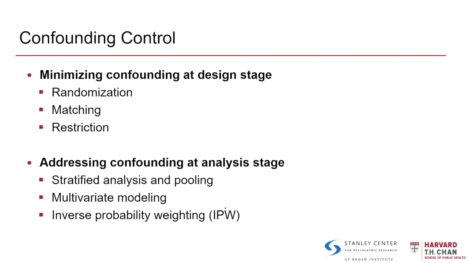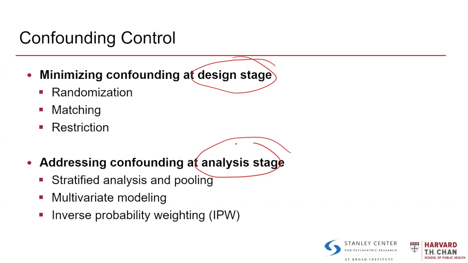So the good news is, unlike selection bias and information bias, there are ways to control confounding both in the design stage and in the analysis stage. We will not be able to control selection bias and information bias at the analysis stage. This is something that we'll discuss in the next session. But for confounding, there are ways that we could minimize confounding at the design stage as well as at the analysis stage. We'll look at them one by one.